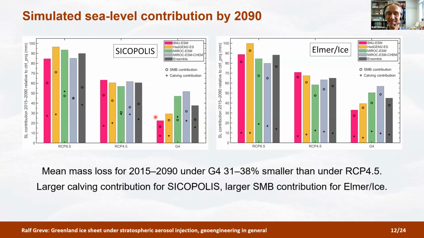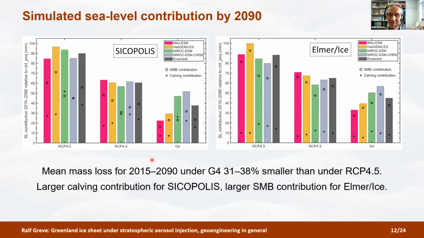So as I said, we can say now Psychopolis and Elmer Ice are not dramatically different. There are a few differences in detail. Maybe most notable is that Psychopolis has a larger difference between G4 and the other non-intervention scenarios than Elmer Ice. But again, it's not surprising. They are different models, they have different methods and everything, but it's not dramatically different.